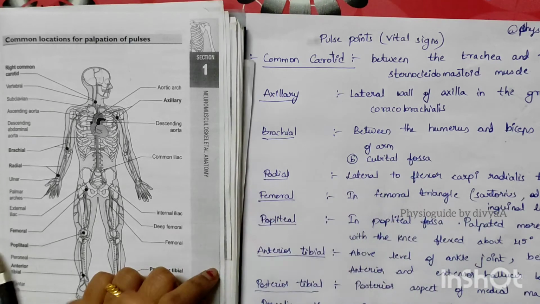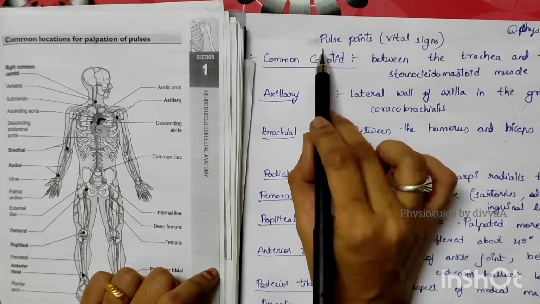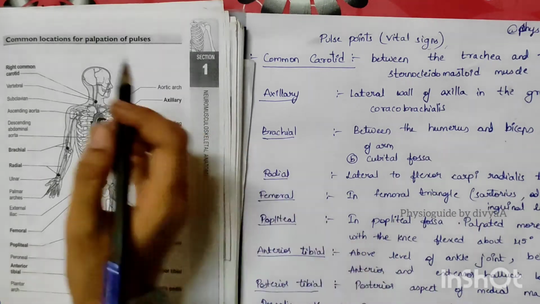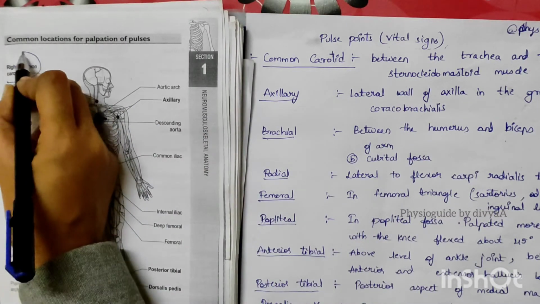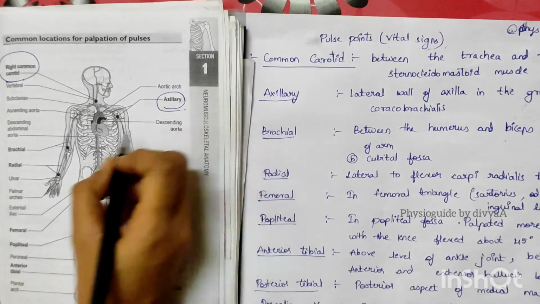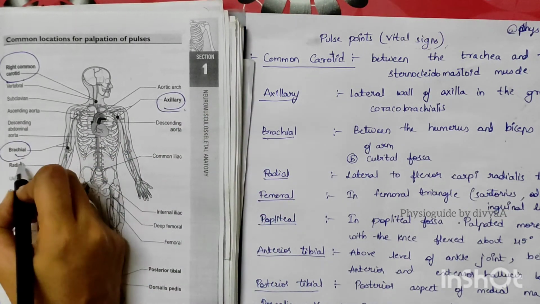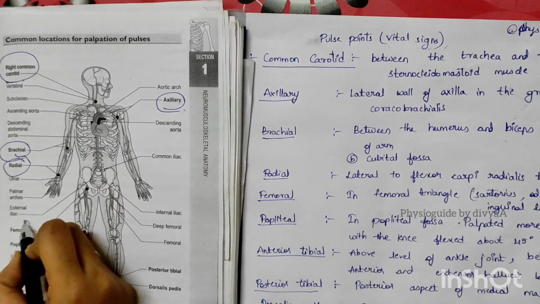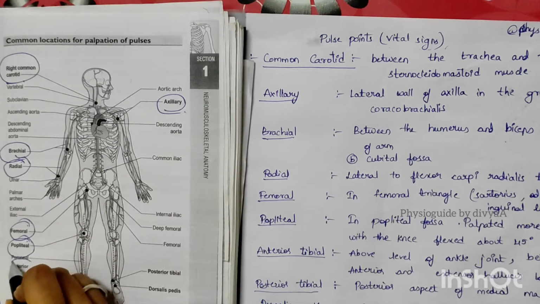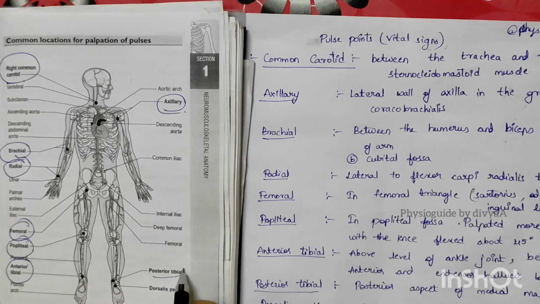So today I am going to teach about the main pulse points, vital signs in our body. Those are first common carotid, right common carotid, axillary, brachial, radial, femoral, popliteal, anterior tibial, posterior tibial and dorsalis pedis.